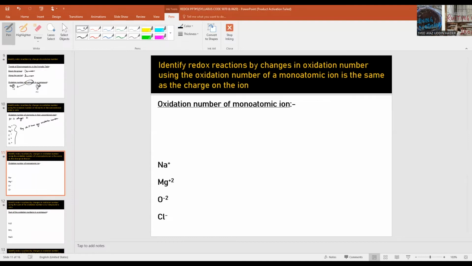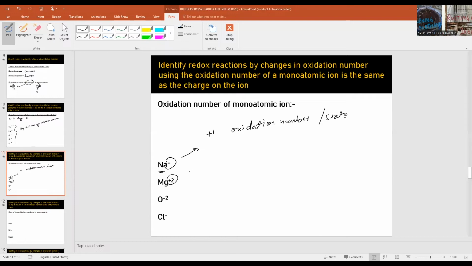Now, the oxidation number of a monoatomic ion is the same as the charge on the ion. So in the case of sodium, it's +1. +1 is the oxidation number for the sodium ion. Oxidation number, you can even call it oxidation state.